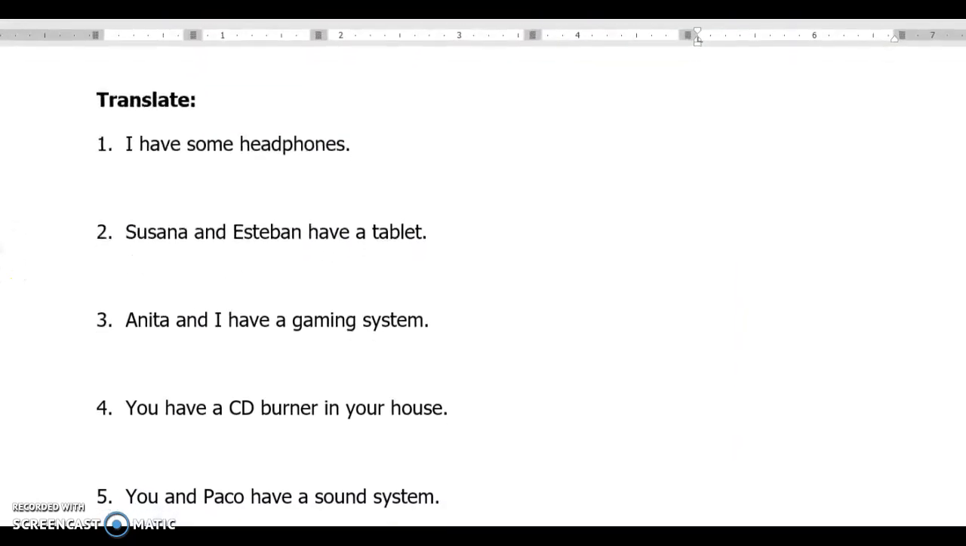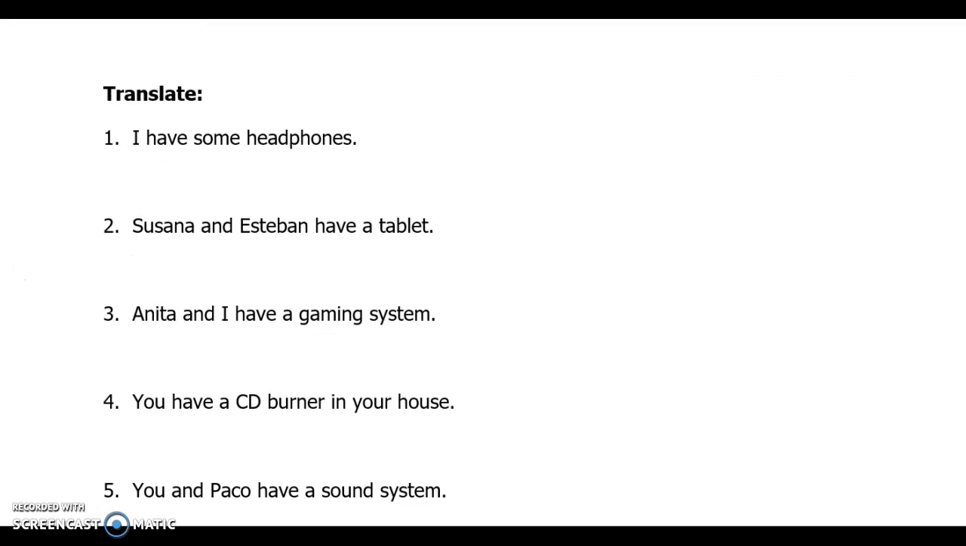So let's go ahead and do some translations here, and use our verb tener. Remember that tener does mean to have. Here we go. So I have. Yo, we've already talked about the yo form being tengo. Yo tengo. Some. Do you remember some? It is unos. Or unas if it's feminine, but we are talking about audífonos. Yo tengo unos audífonos. I have some headphones. So there we go. Very simple, straightforward.